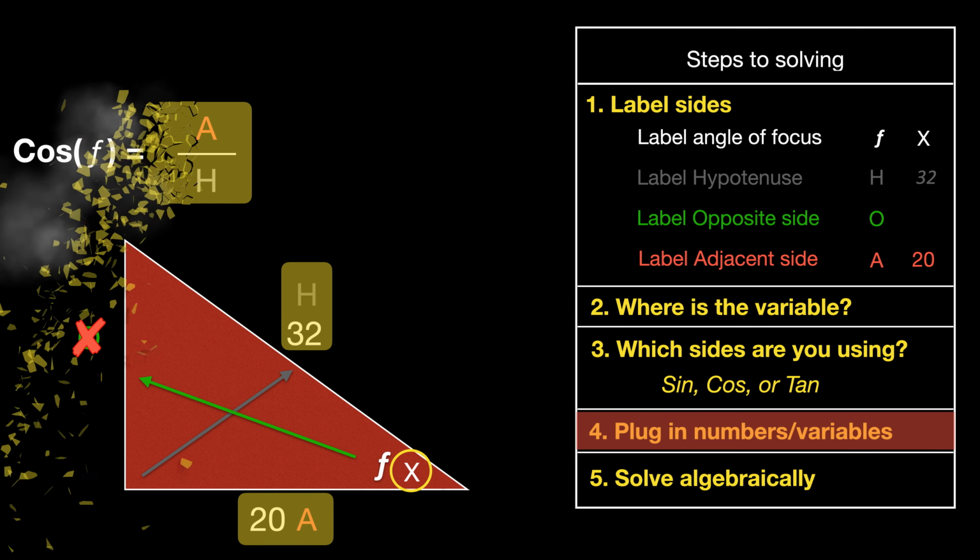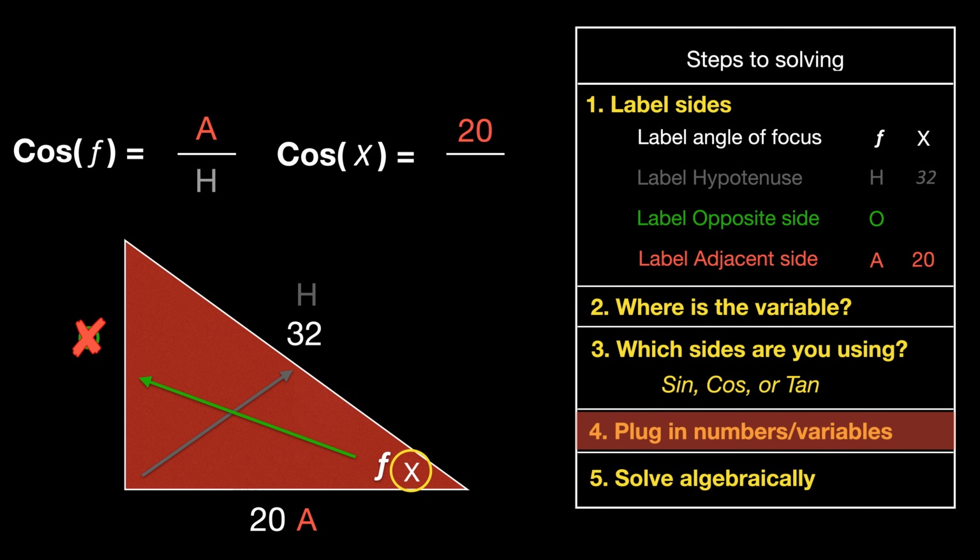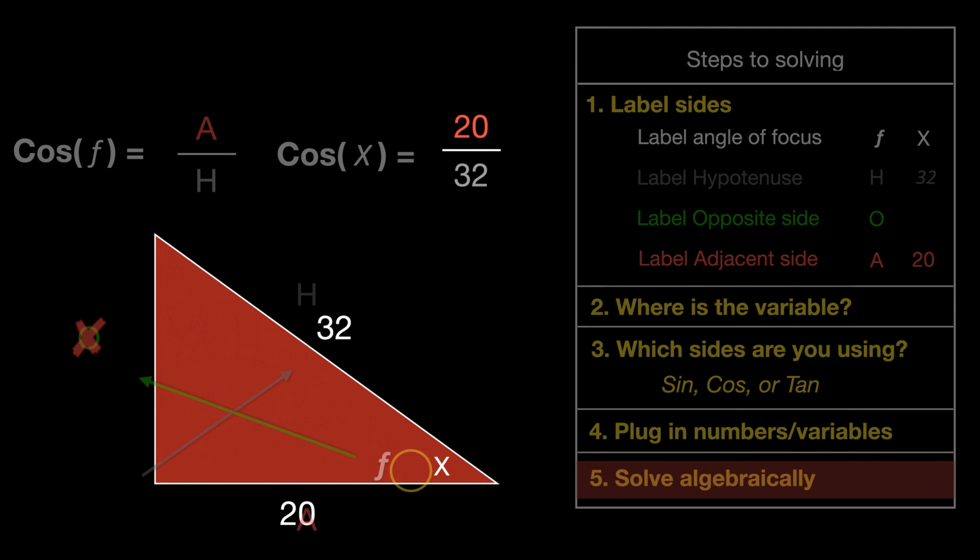And now let's plug in. So we got the cosine of angle of focus equals A over H. So let's plug in the angle first. So x is going to go inside the parentheses, equals A over H. So we know A is 20 and H is 32. So now we have it set up and we can solve algebraically.